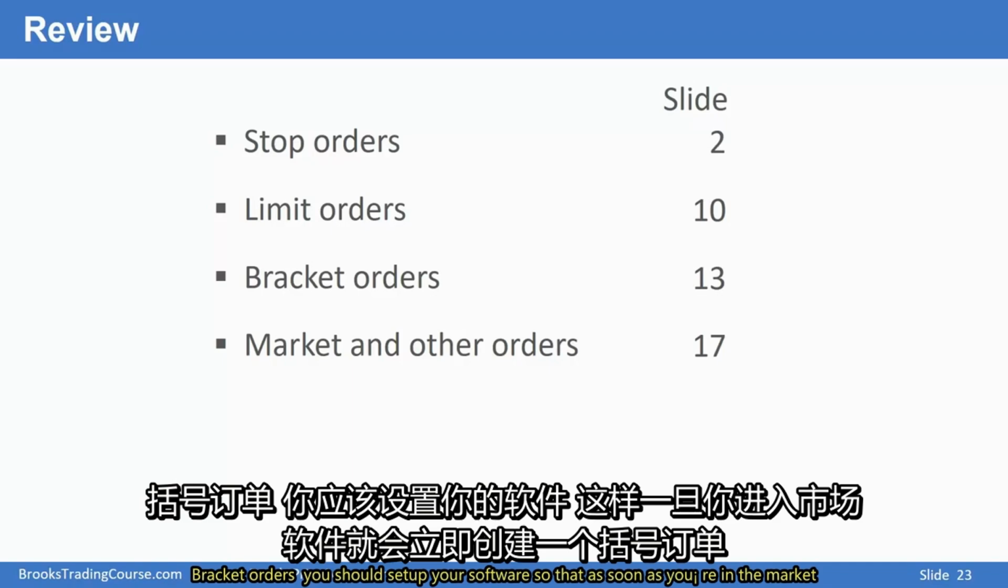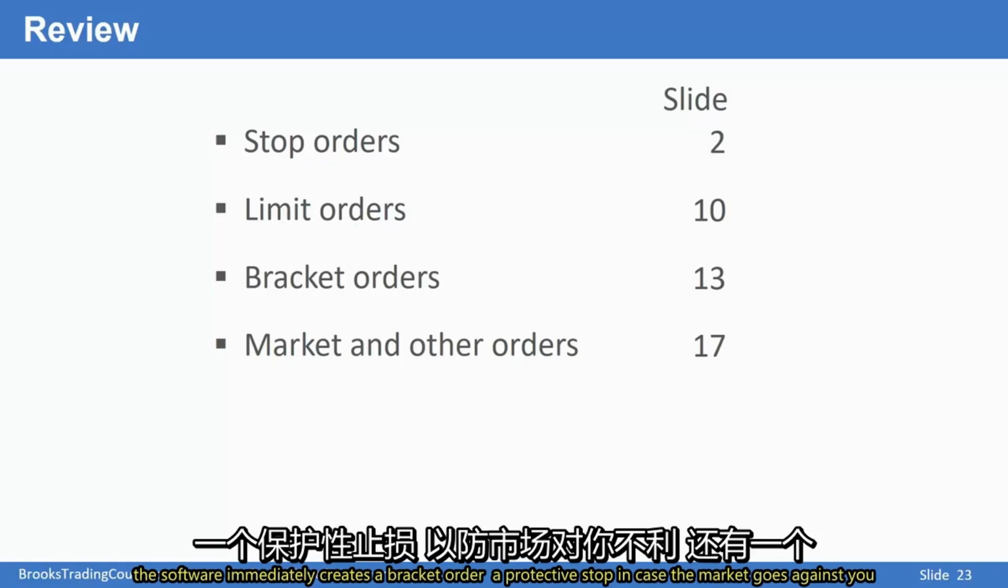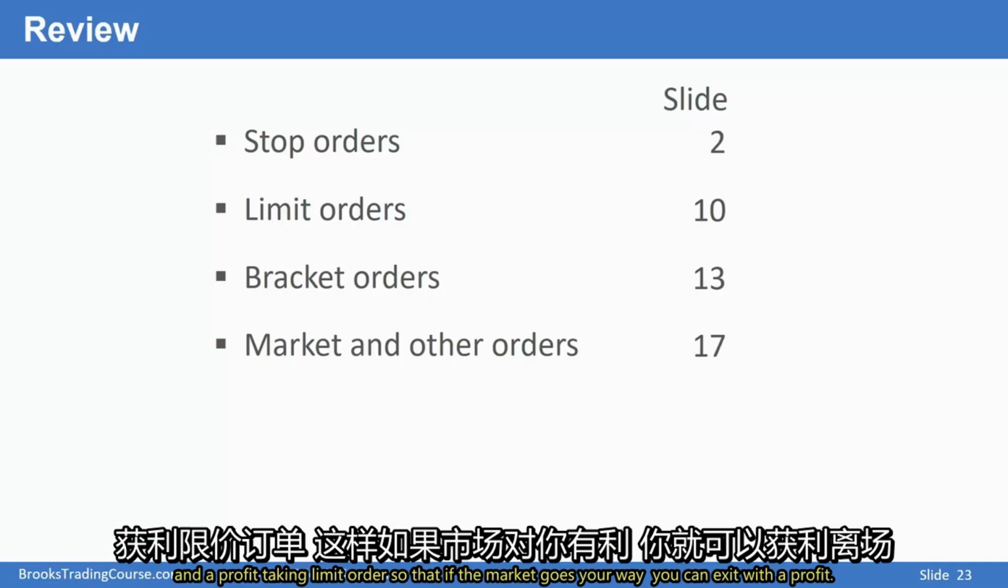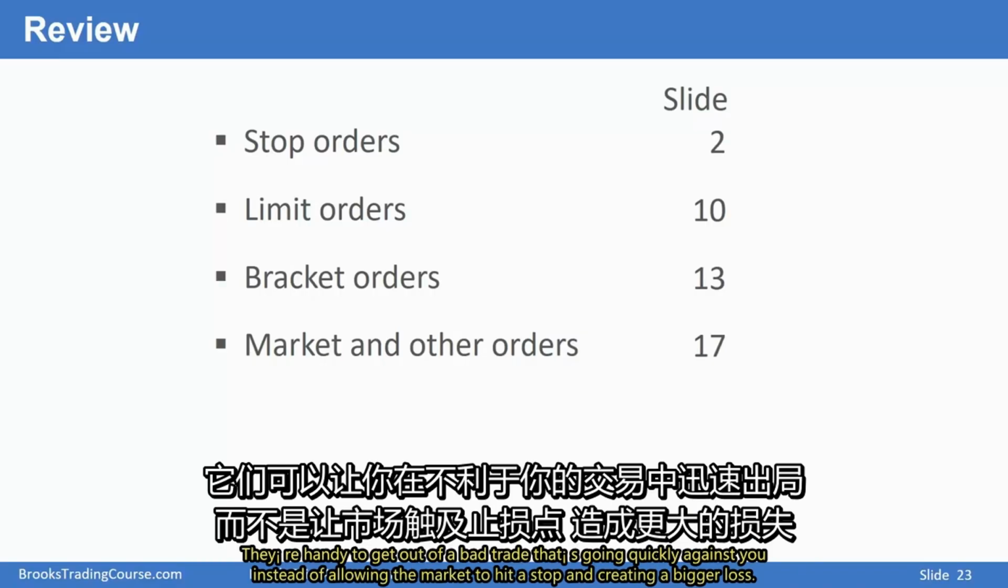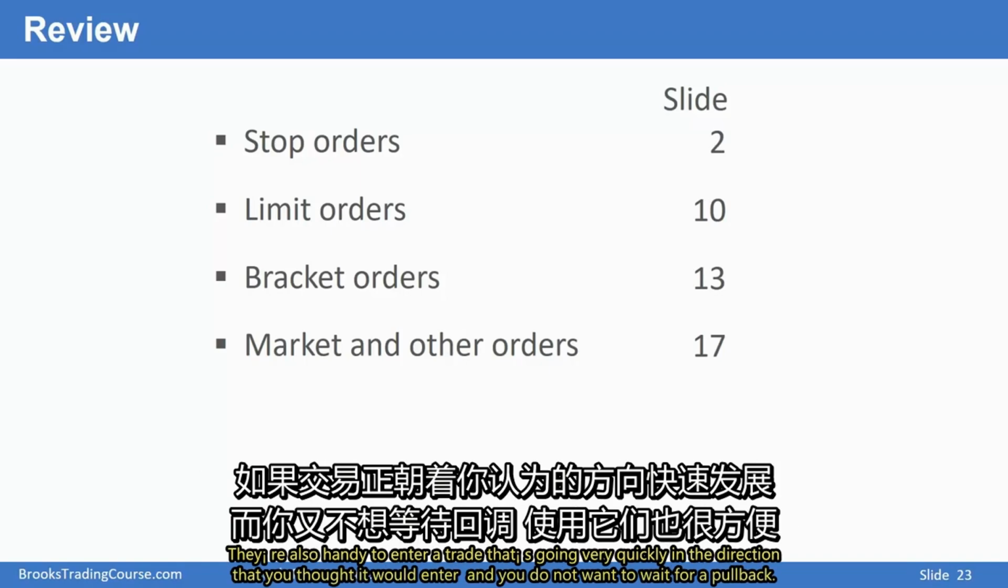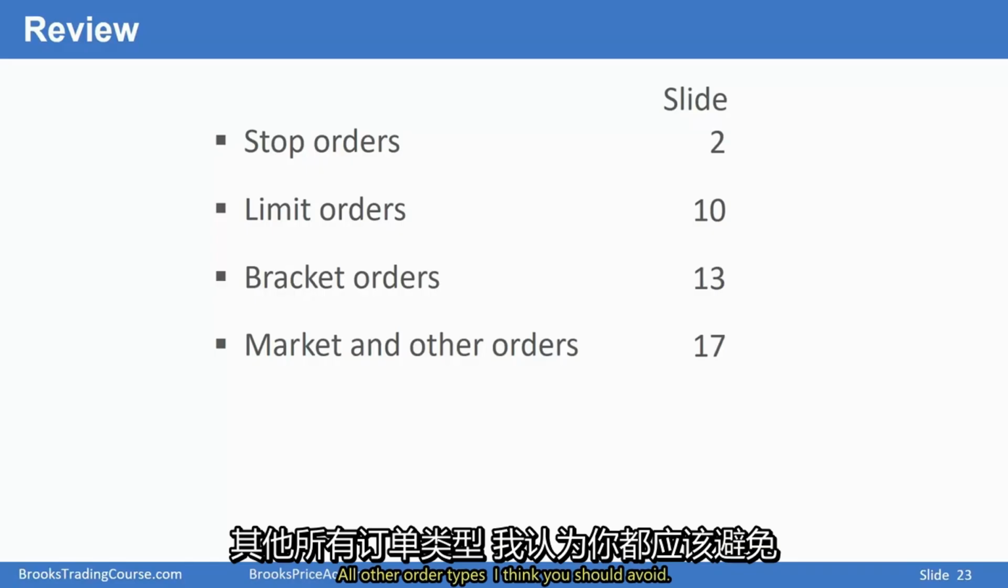Bracket orders, you should set up your software so that as soon as you're in the market, the software immediately creates a bracket order, a protective stop in case the market goes against you, and a profit-taking limit order so that if the market goes your way, you can exit with a profit. Market orders are handy sometimes, but you usually will not use them. They're handy to get out of a bad trade that's going quickly against you, instead of allowing the market to hit a stop and creating a bigger loss. They're also handy to enter a trade that's going very quickly in the direction that you thought it would enter, and you do not want to wait for a pullback. All other order types, I think, you should avoid.